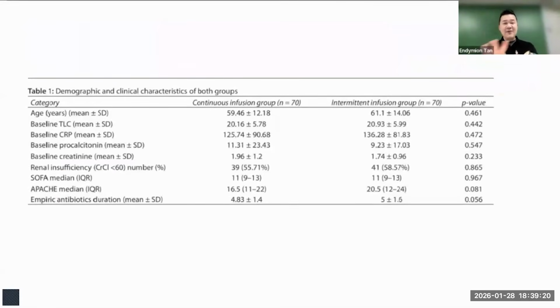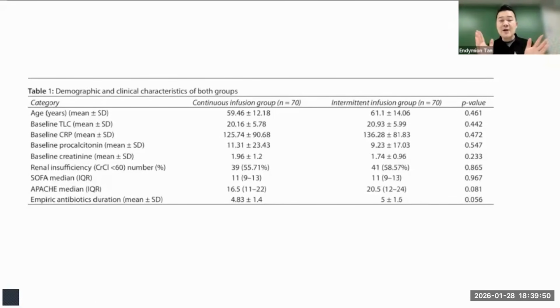So of course, the first table, they want to study on the demographics of the patient. So almost at a par. So for the continuous infusion groups, demographics, and for those in the intermittent infusion group, they almost have the same profile of your patients. And they found out here that, look at the last row, empiric antibiotic duration almost same, around 4.83 days as compared to the intermittent infusion, around 5 days.